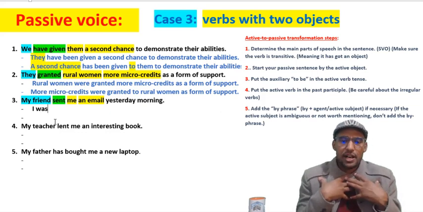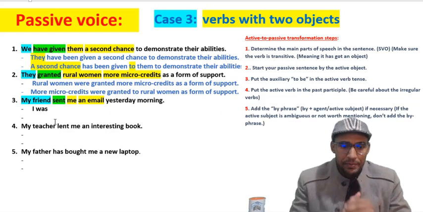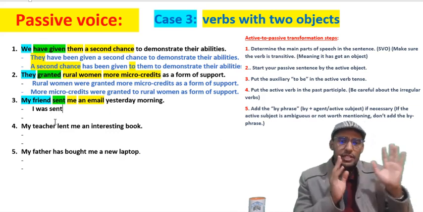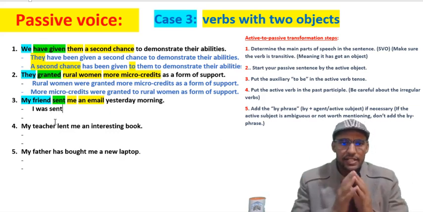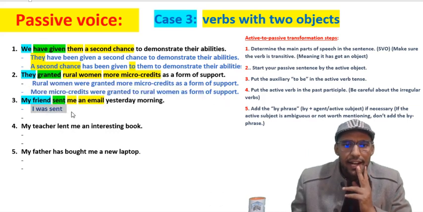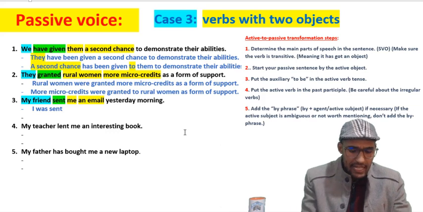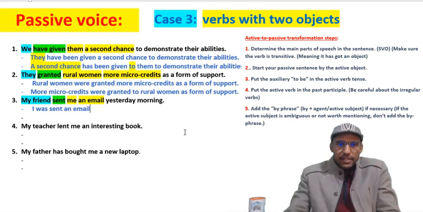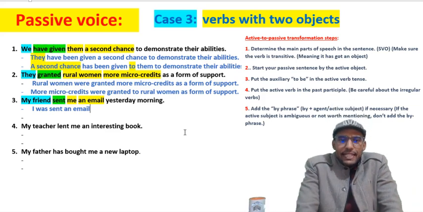With the subject "I," we say "I was," plus the past participle of the verb, we say "sent." Send, sent, sent. I was sent. Here we go. I was sent what? I was sent an email, directly without adding "to" or anything like that. I was sent an email.